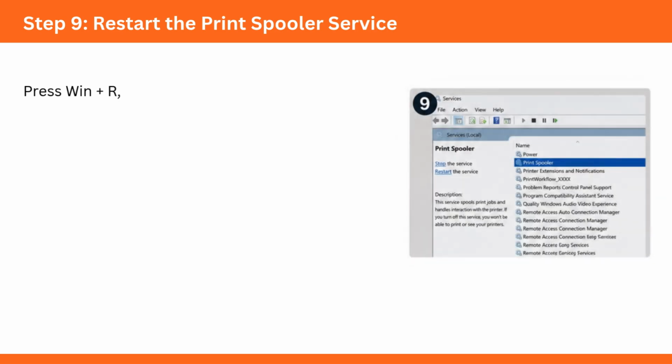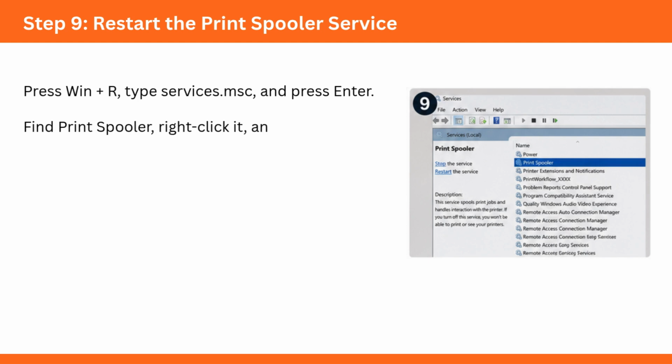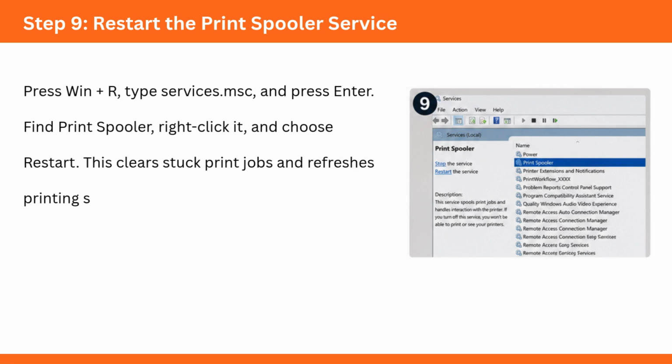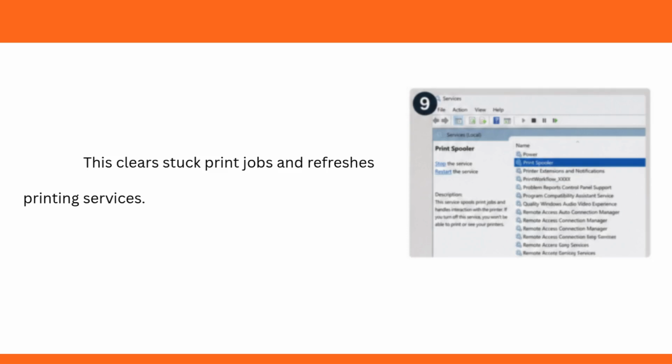Step 9. Restart the Print Spooler service. Press Win+R, type services.msc, and press Enter. Find Print Spooler, right-click it, and choose Restart. This clears stuck print jobs and refreshes printing services.